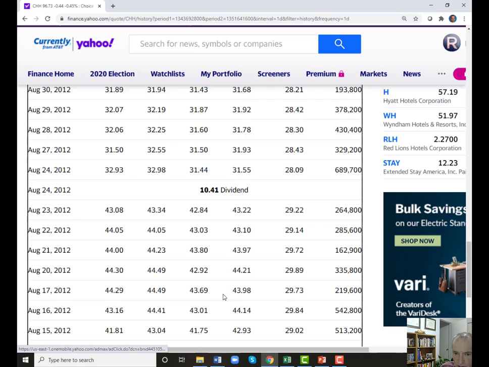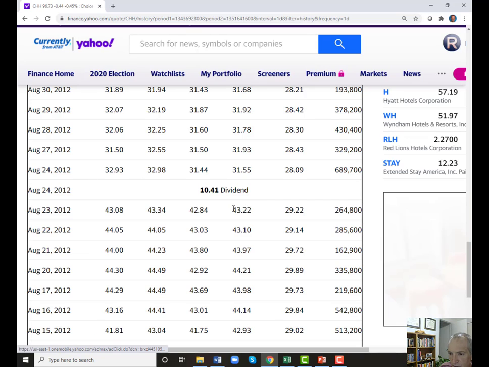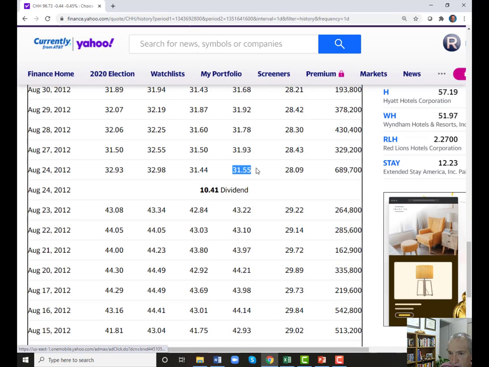All right, let's go through August. What do you notice on August 24th? August 24th is an ex-dividend date, and it's a huge dividend, $10.41. Look at the closing price. It went from $43 to $31.